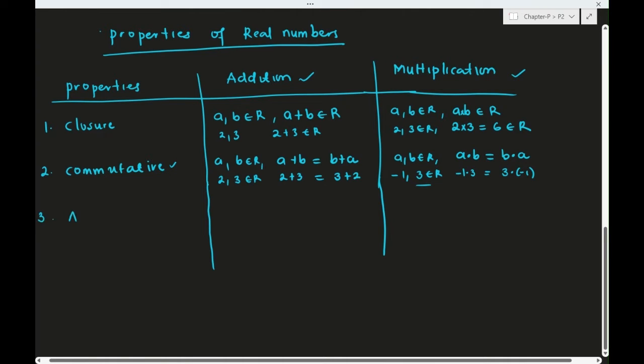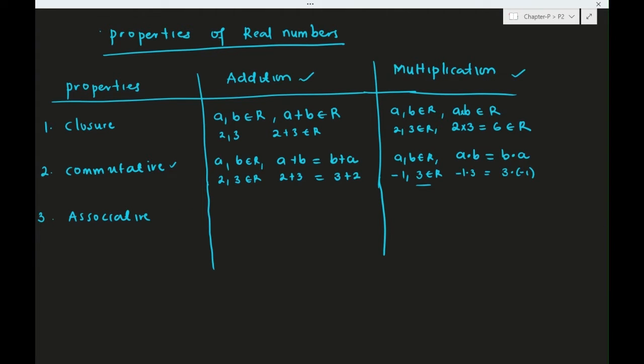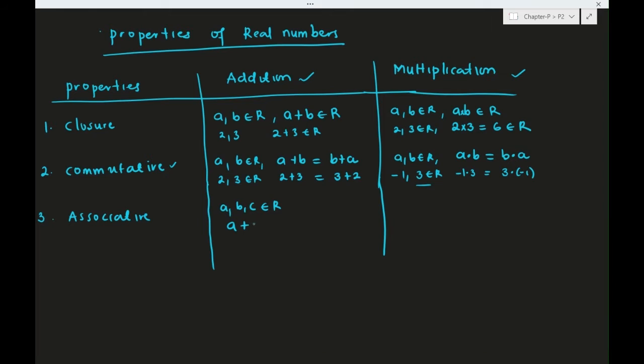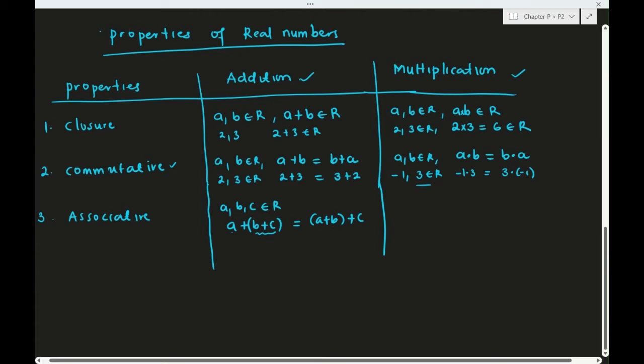Now, let's talk of the third property, which is associative. For associativity, we need to think of three numbers. Let's say A, B, C in R. Then here you can have A plus B plus C is the same thing as A plus B, plus C. So this is saying that the order is not important. If you want to add three numbers, you can decide to add the last two first, or you can add the first two before you add this one.